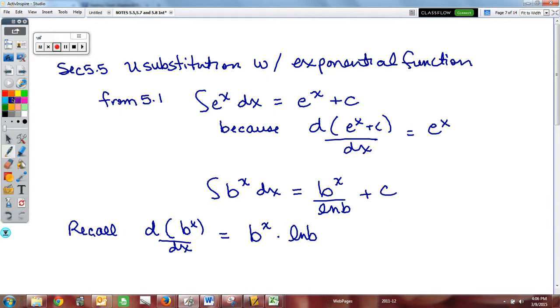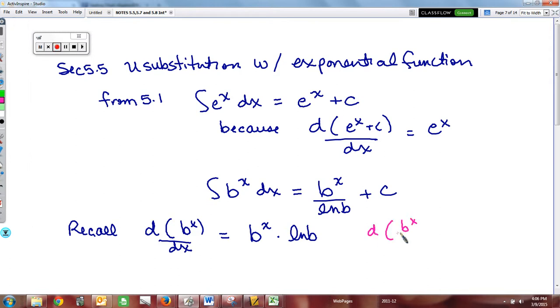So why does this work out? Just to verify, if I take the derivative of b to the x over natural log of b plus c with respect to x, 1 over natural log of b is a constant. So the derivative of a constant times a function is the constant times the derivative of the function. The derivative of b to the x is b to the x times natural log of b, and the derivative of the constant is 0. You see that those cancel out, and I end up back at b to the x. Okay, so that's from 5.1, knowing what your exponential rules are for integration. That's the working backwards.